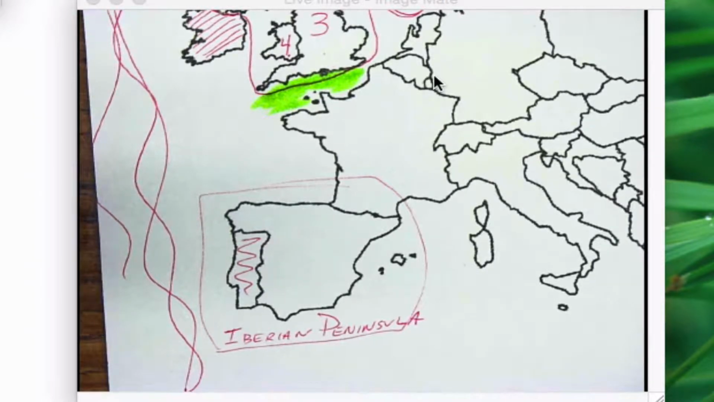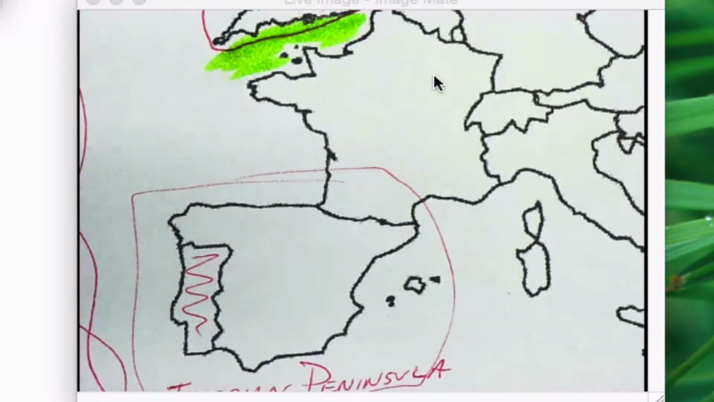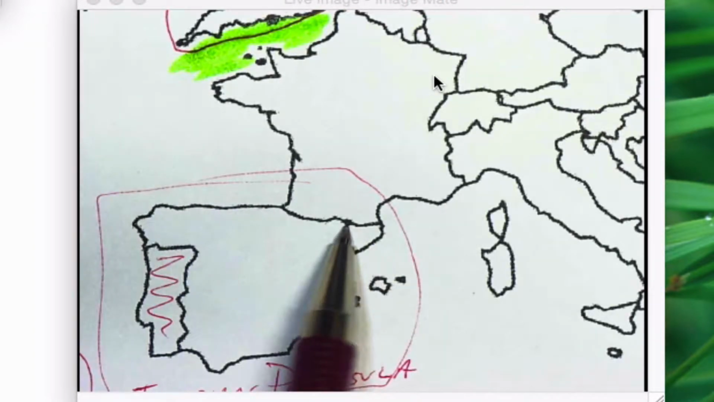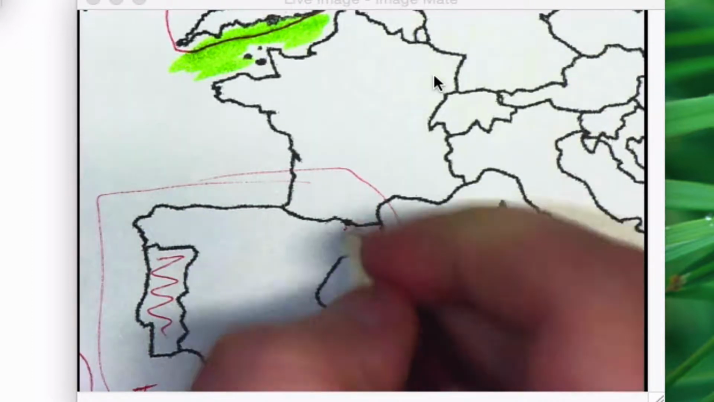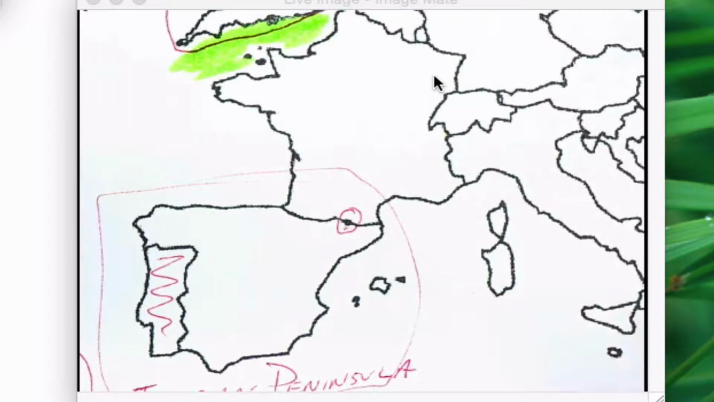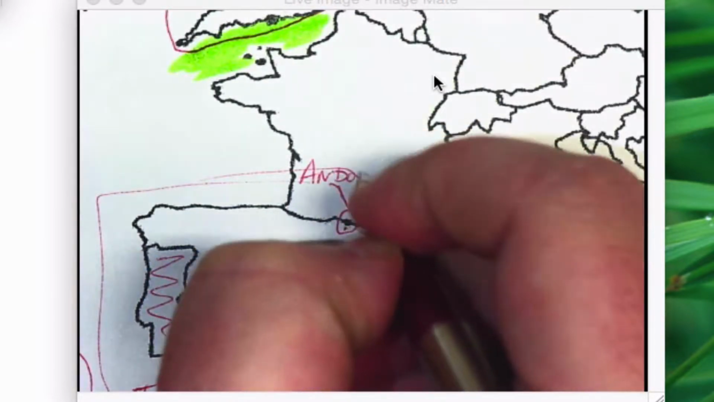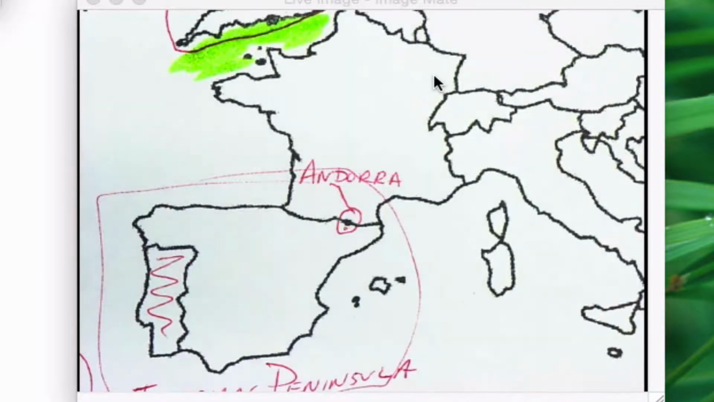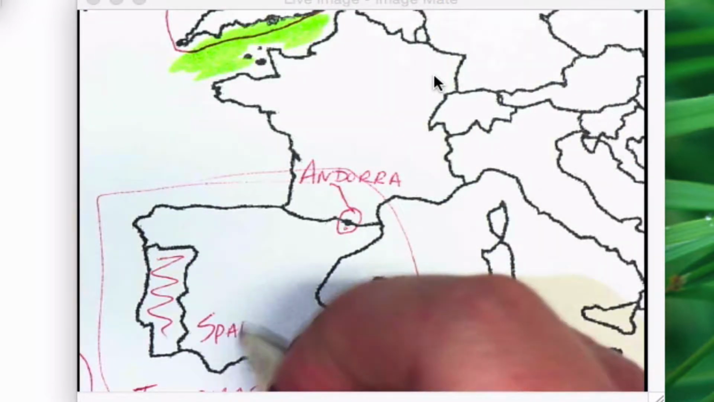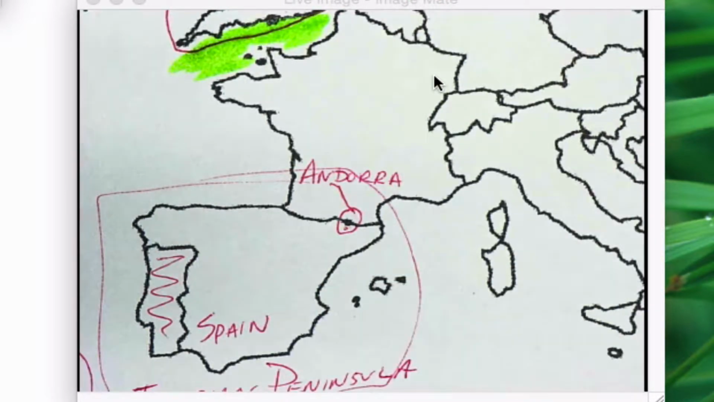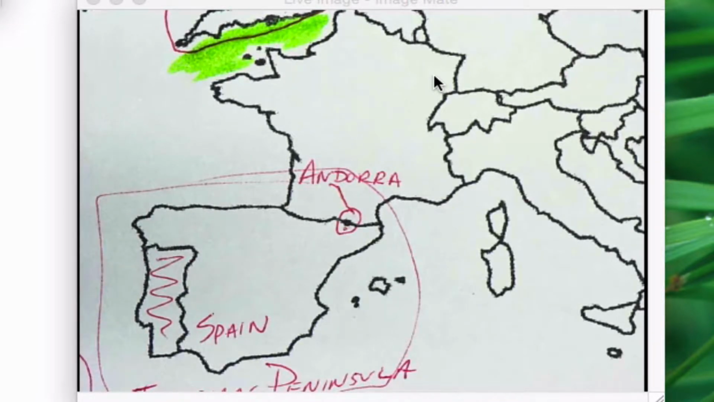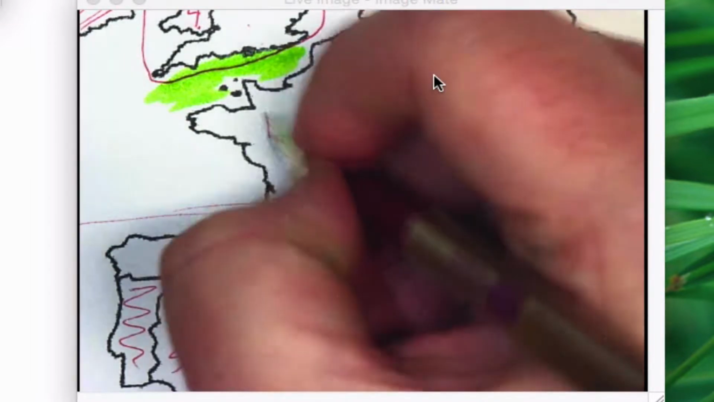Now we're going to zoom in way close. See that thick spot on the border? That's actually a country. So I want you to circle it so it stands out more for you. Draw a line up here, and it's Andorra. Andorra. This country is Spain. And here is France.